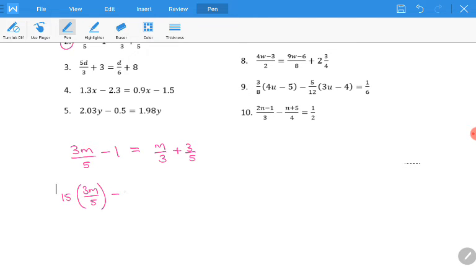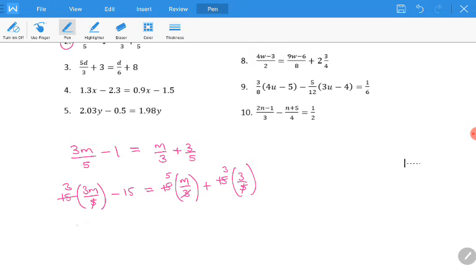minus 15 is equals to, here it's 15 times 1, so I just wrote 15. 15 times m over 3 plus 15 times 3 over 5. So 5 into 15, that's 3. 3 into 15, that's 5. 5 into 15, that's 3.